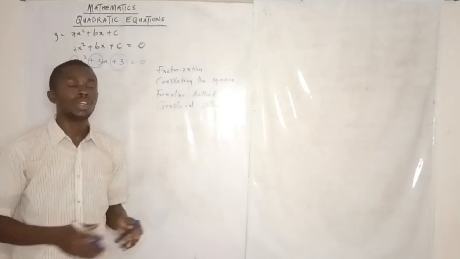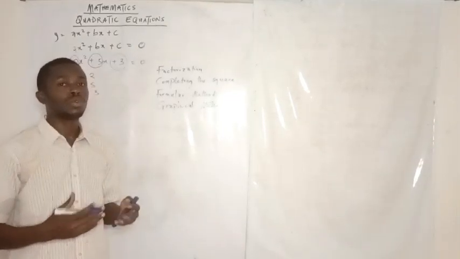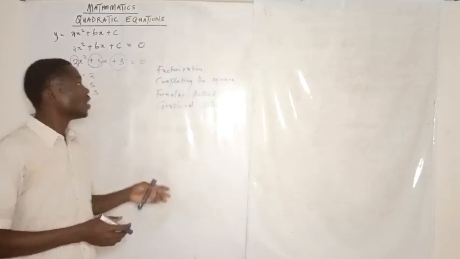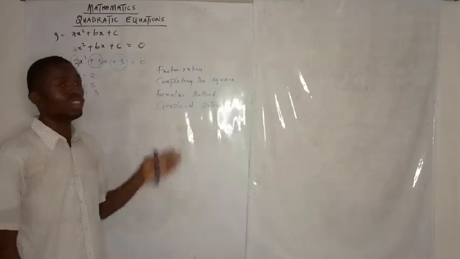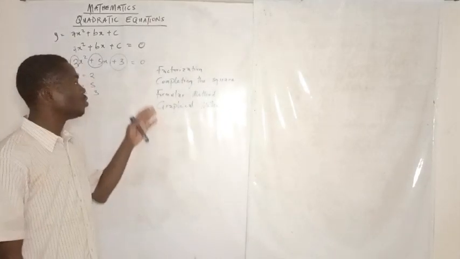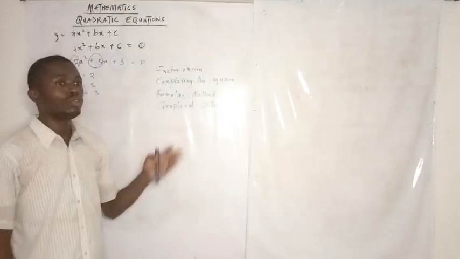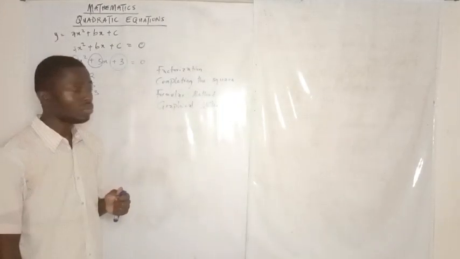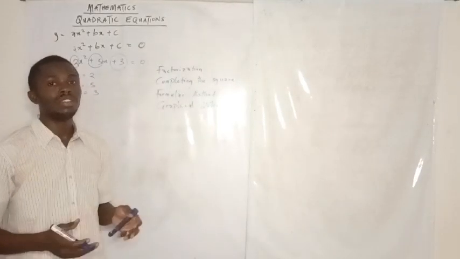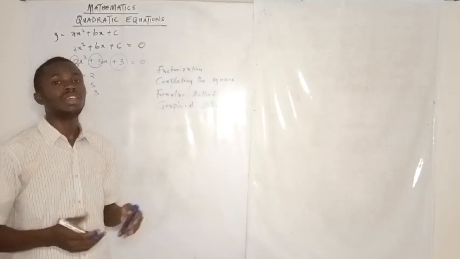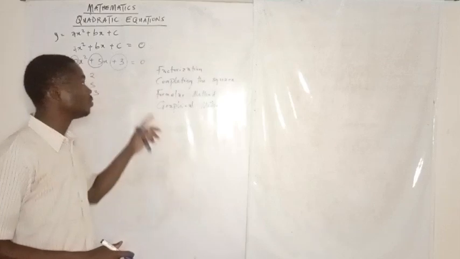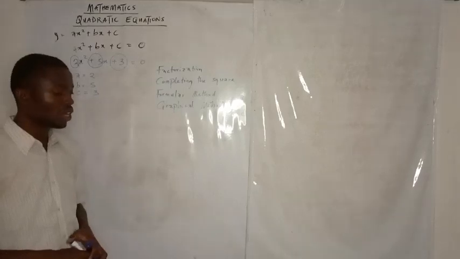Quite a number of students know how to use the factorization method, but the factorization method does not work on all quadratic equations. There are some quadratic equations that are not factorizable, and so the completing the square method will be a very good approach to questions like that. The formula method is also a good approach. The graphical method is also another important method of finding the solutions to any given quadratic equation. But in this video, I'm going to show you how to use the completing the square method.